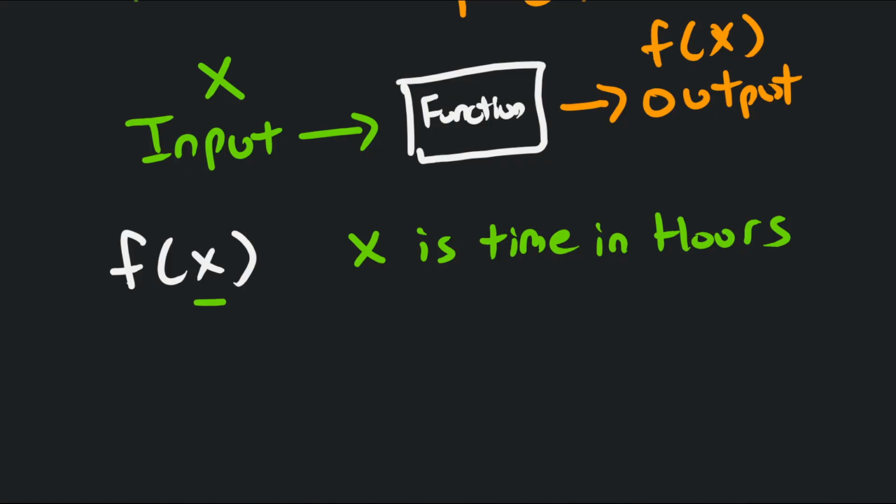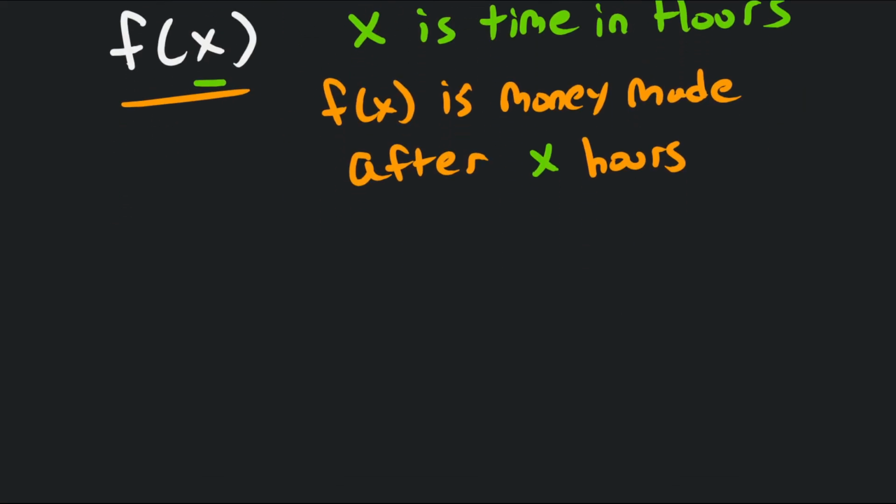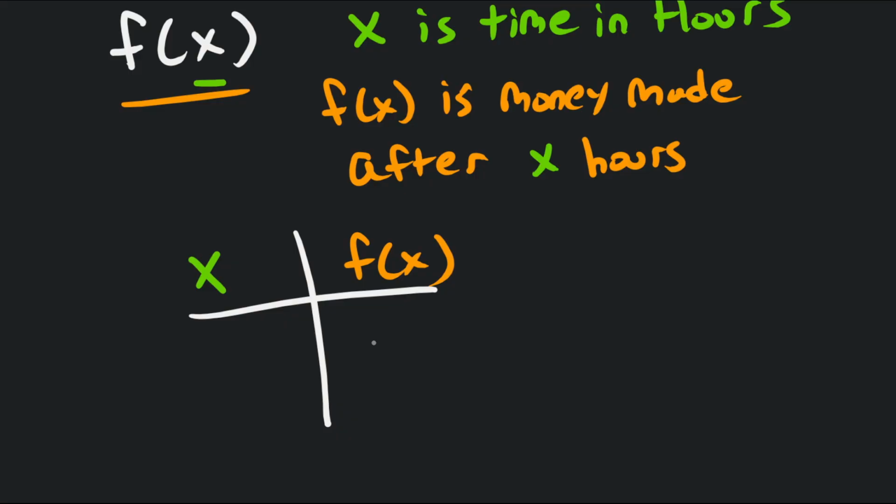And f of x, right here, f of x is money made after x hours. So let's draw a table. And in this table, we are going to have x in one column, and we'll have f of x in the other column. So x is our input, or our domain, and then f of x is our output, or our range.